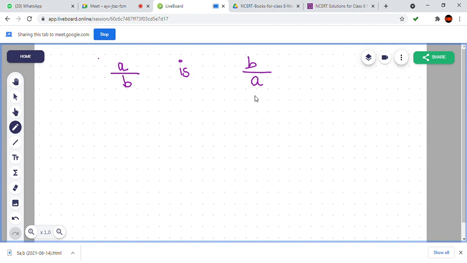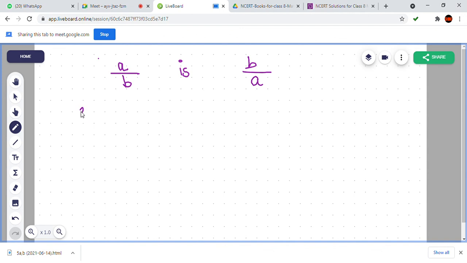Reciprocal means we interchange the numerator and denominator, or flip the numerator and denominator upside down. Okay. We make the B in the bottom the numerator, and A the denominator. Okay, so it is multiplicative inverse.